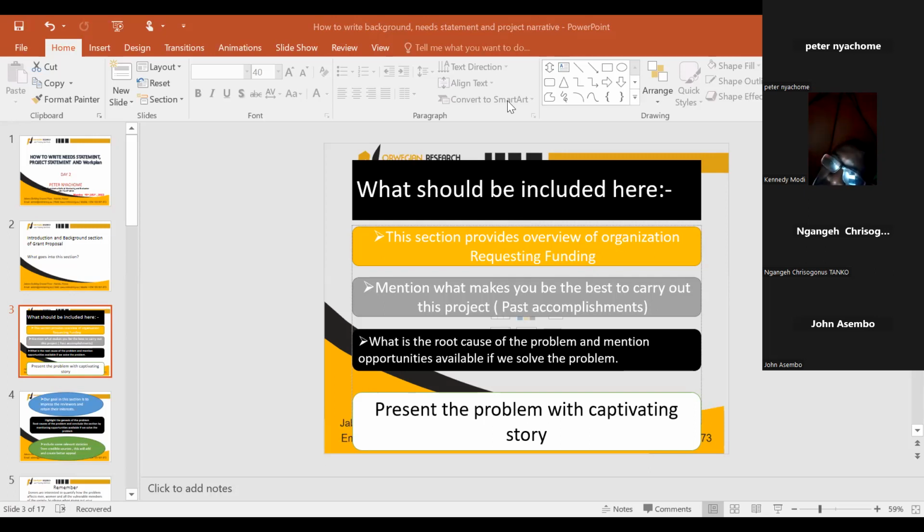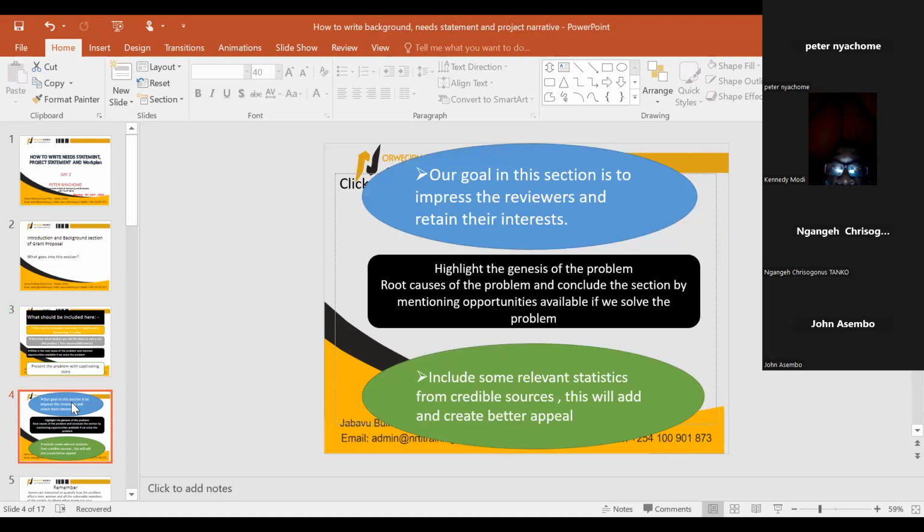This is the section where you must present your problem as a proper captivating story to your readers. So these are some of the things that must go inside this introduction section of your proposal. Let's continue and look further into what should go. Our goal in this section, when we begin writing the introduction or the background, is to impress the reviewer and retain their interest so that they find a reason to continue reading our script up to the end. If you can succeed in that, then you have already succeeded.